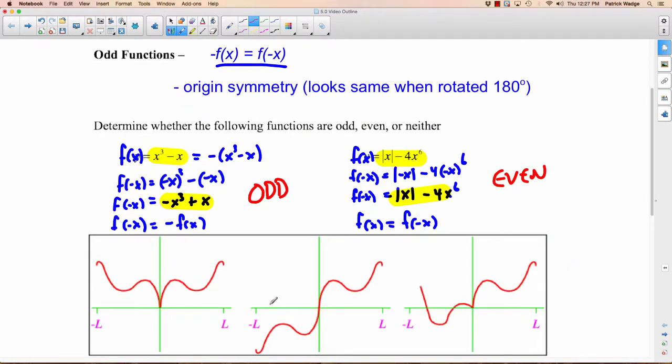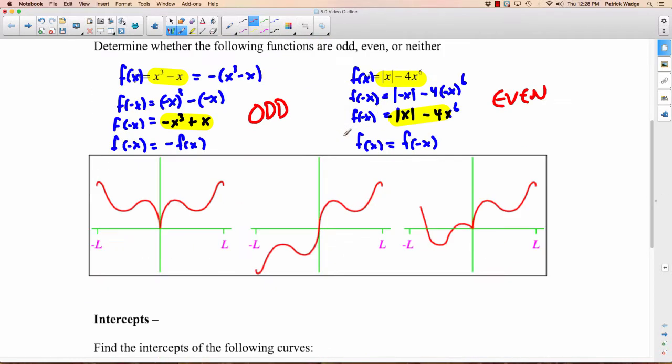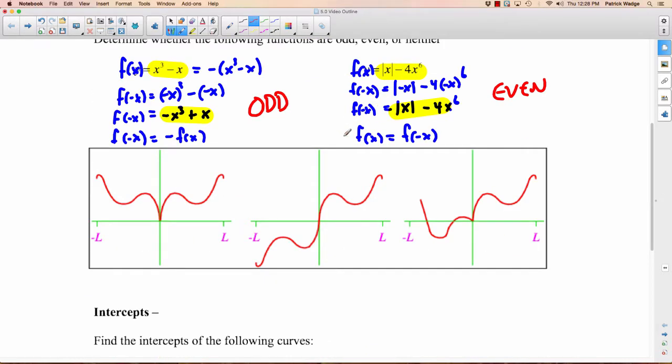In this first one here, we definitely have some symmetry over the y-axis, right? If there was a mirror right here on the y-axis, then the right-hand side would fall exactly on the left-hand side. So that is symmetry about the y-axis. This is an even function.